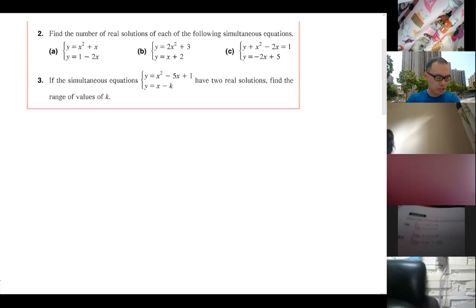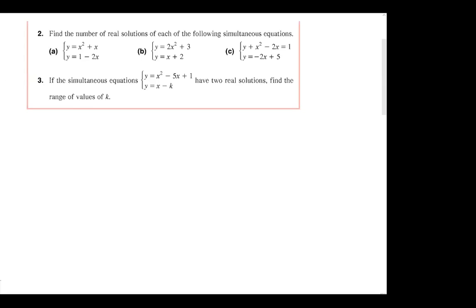All right, let's check the answers. Number 2, find the number of real solutions of each of the following simultaneous equations. So in part A, we have y equals x squared plus x to be equation 1, and y equals 1 minus 2x to be equation 2. And we have equation 2, which has no square term, okay? And we have y to be the subject in equation 2.